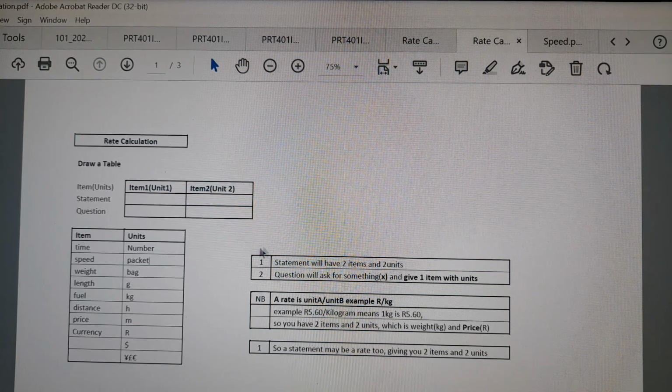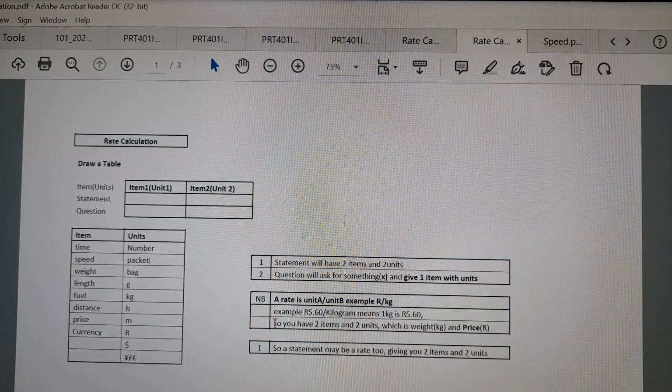Okay, so what type of questions will you have? We have discussed this before. You will have a statement, and the statement will have two items and two units. You will also have a question. The question will ask for something, and that something you must log as X. You know that the statement we use to fill the top row, okay, and the question we use to fill the bottom row. But the question will have something that they are asking for, which is X, and something that is given, which will be an item with units.